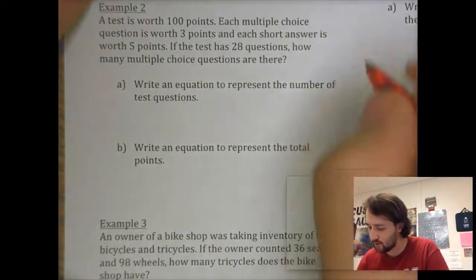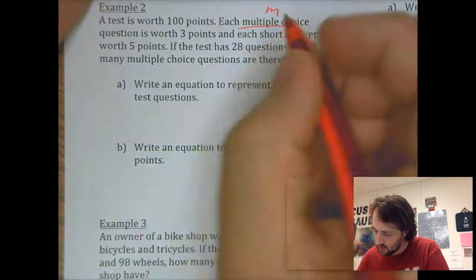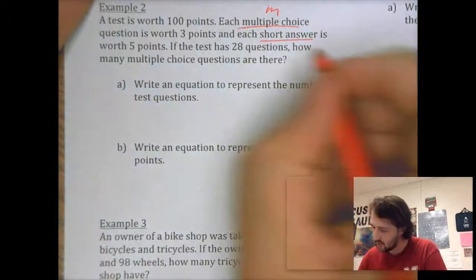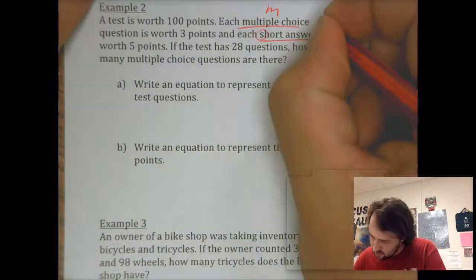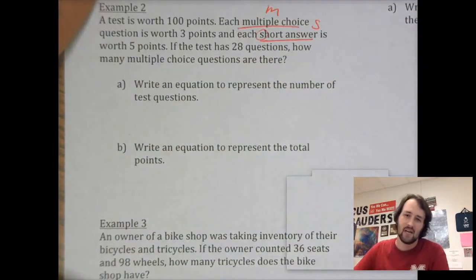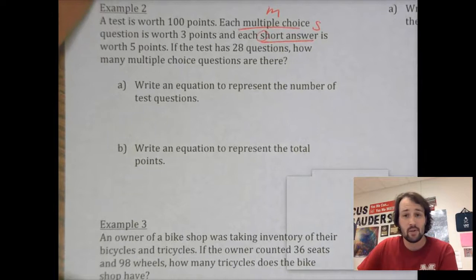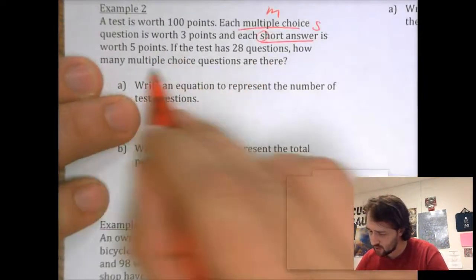So let's go ahead and define our variables. Looks like the multiple choice, I will call that M, and the short answer, I don't like using S, but sometimes we can. So let's go ahead and use it, but I'll show you why I don't like it, because it kind of looks like a 5. But people are going to be using it, so let's just get used to it. So if the test is 28 questions, how many multiple choice?